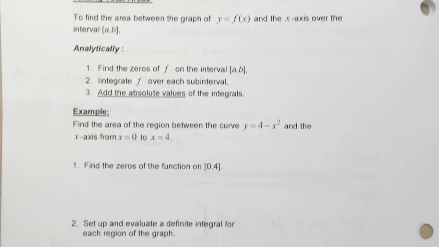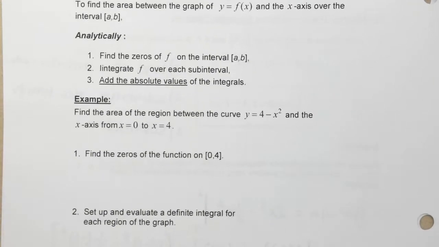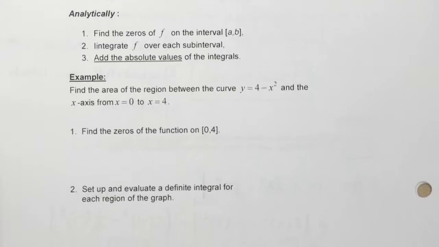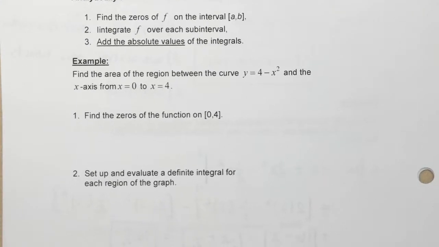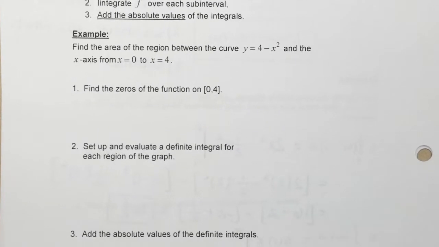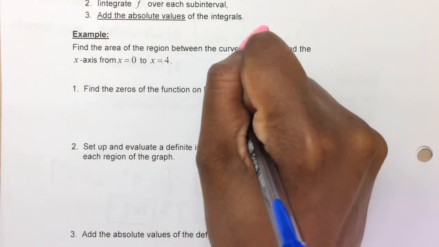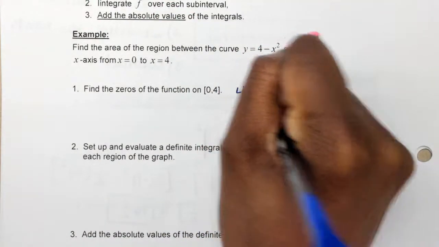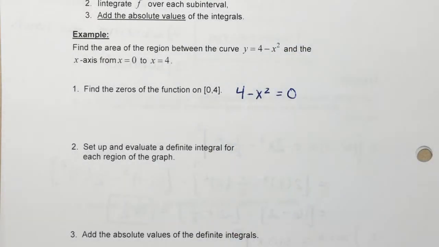So for our first example, we want to find the total area of the region between the curve y equals 4 minus x squared, and the x-axis from 0 to 4. So our first step is to find the zeros of the function on the interval 0 to 4. So to find that, we have 4 minus x squared, and we're going to set that equal to 0.